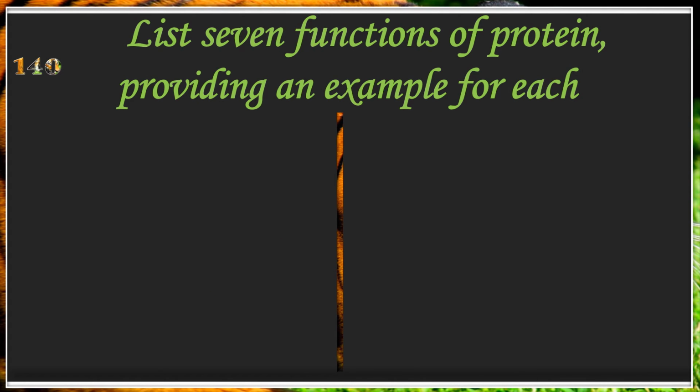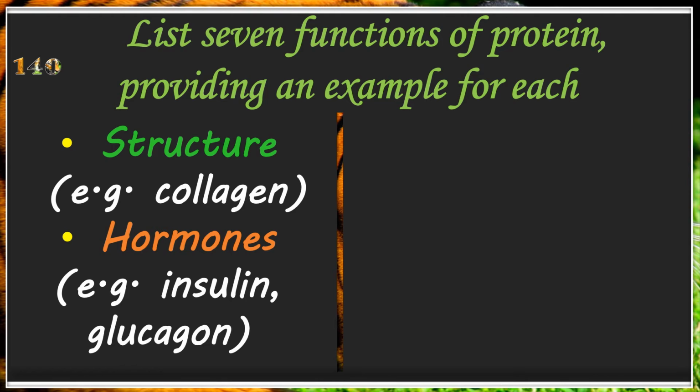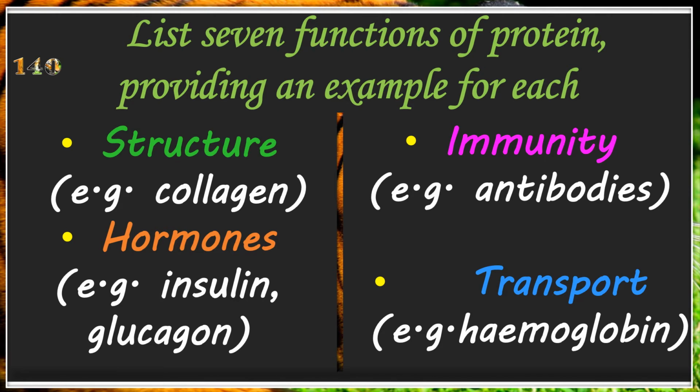List 7 functions of proteins, providing an example for each. 1. Structure. For example, collagen. Second, formation of hormones. We have insulin and glucagon. 3. For immunity. There we have the antibodies.